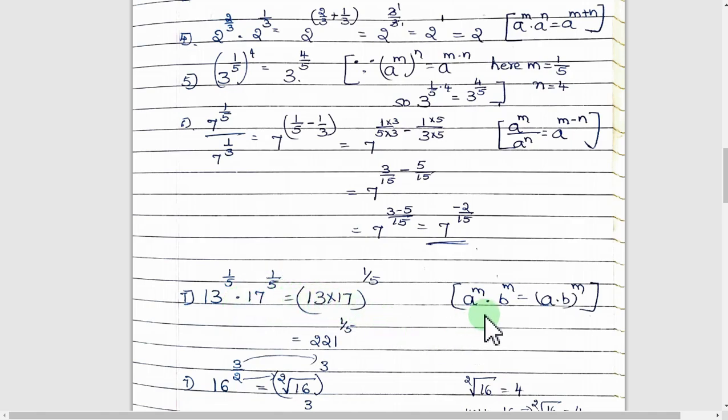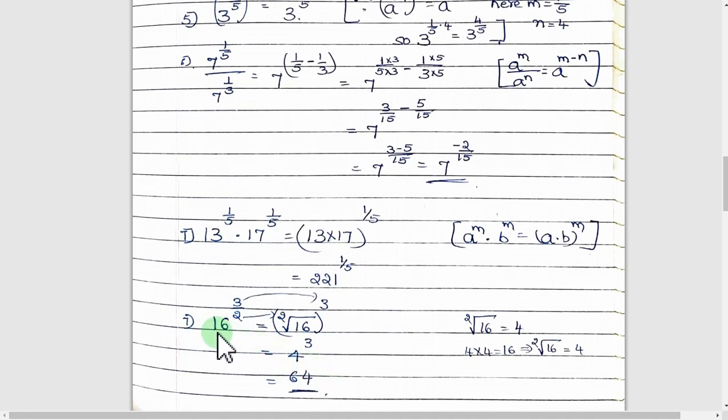Next, 13 to the power of 1 by 5 into 17 to the power of 1 by 5. Now we have to compare these numbers with the laws. The law we can use is a to the power of m into b to the power of m, because the bases are different but the powers are the same. So we can write that as a into b, whole to the power of m: 13 into 17, whole to the power of 1 by 5. 13 into 17 is 221, so 221 to the power of 1 by 5. This is the answer.